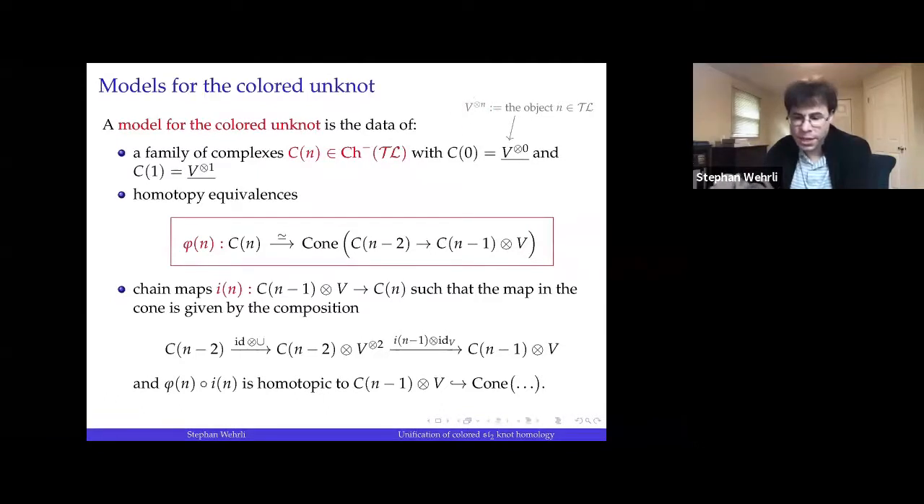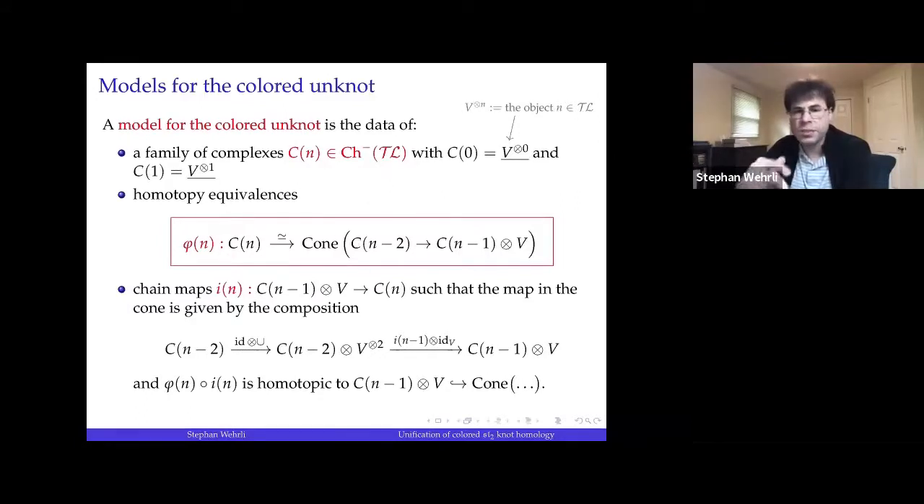Also, for notational reasons, I denote the object n in the Temperley-Lieb category by V tensor n. The key property that you want these complexes to satisfy is a recursion relation. So you want that Cn is homotopic to a cone of a chain map between Cn-2 and Cn-1 tensor 1. And then there are some extra conditions, which I don't want to discuss, but that's the key property. You want to have such a recursion.